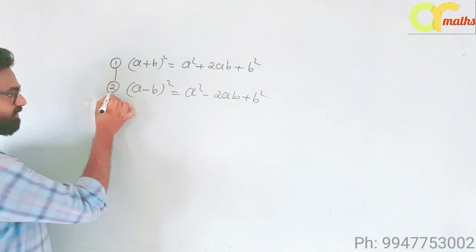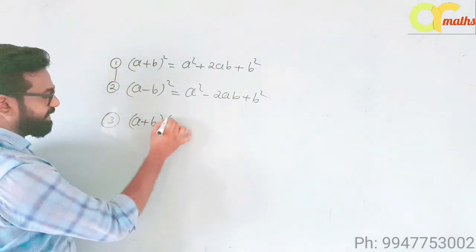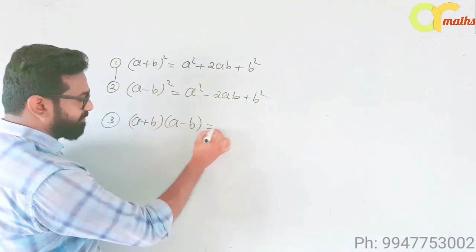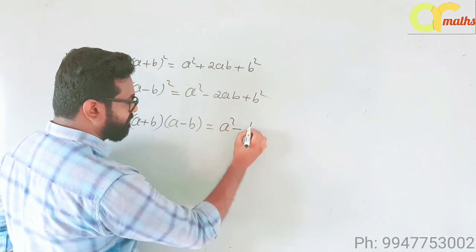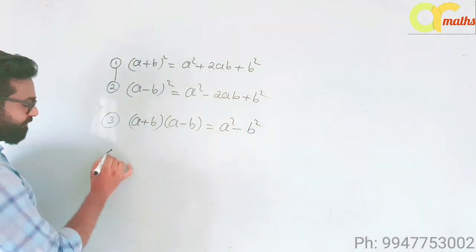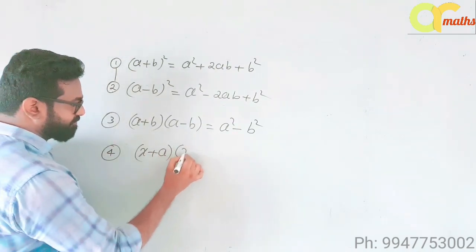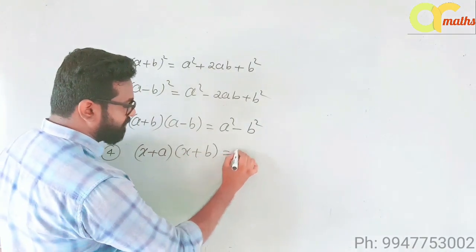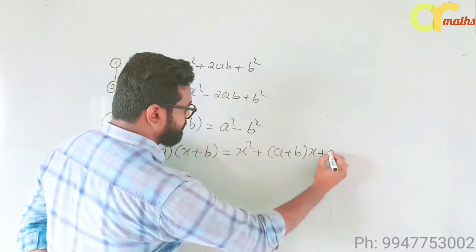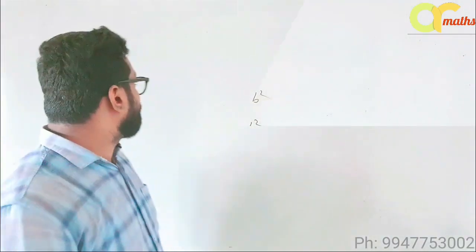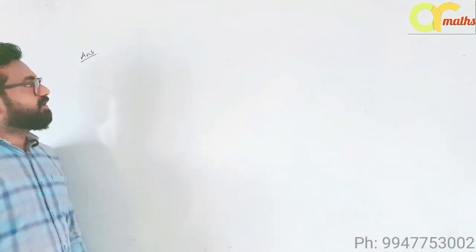Next, the third identity is a plus b into a minus b. What is a plus b into a minus b, or a minus b into a plus b? That is a square minus b square. The fourth identity is x plus a into x plus b is equal to x square plus a plus b x plus ab. So here, our first question: find the following products by using appropriate identities.